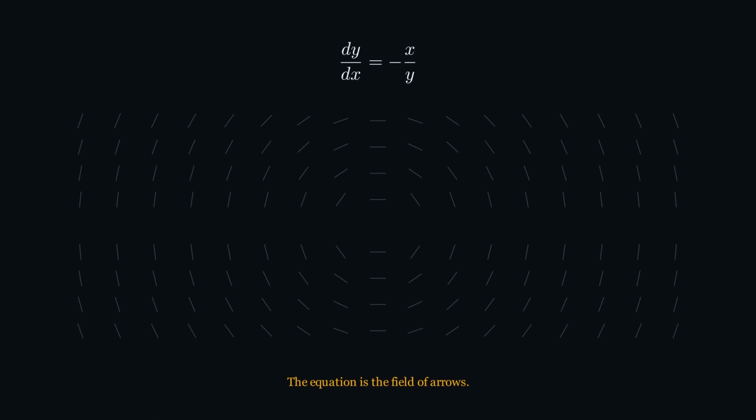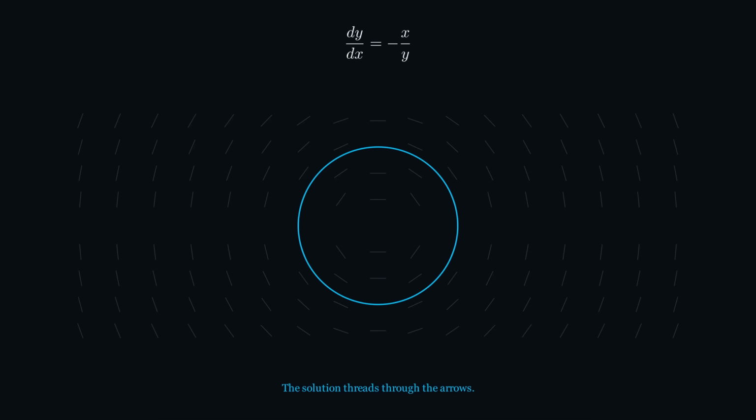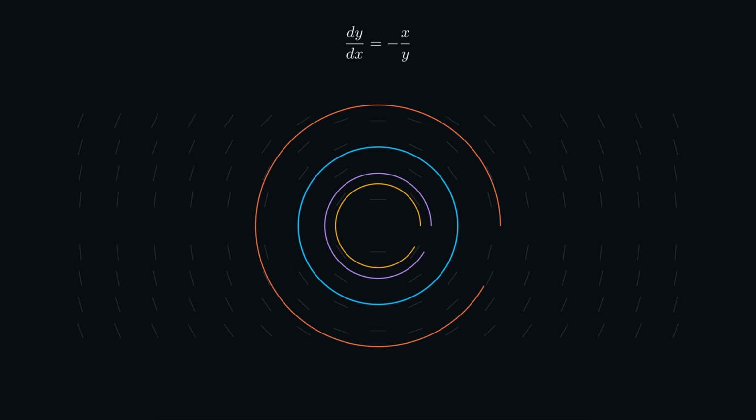At every single point, the equation calculates the exact direction a path must take. The equation is the field of arrows. The solution is a continuous curve that threads perfectly through them. But there is no single solution. There's an infinite family of them. The specific curve your system follows is locked in by the initial conditions.